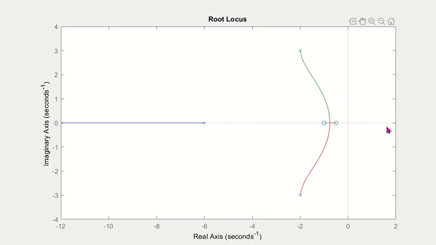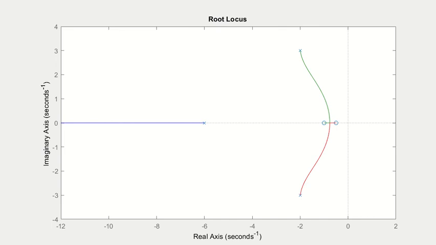So this is the root locus of the given transfer function. We can observe that there are 3 poles: one is here, the second is here, the third is here, and then there exist 2 zeros in the given transfer function.